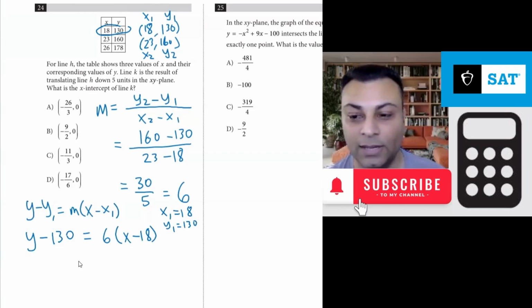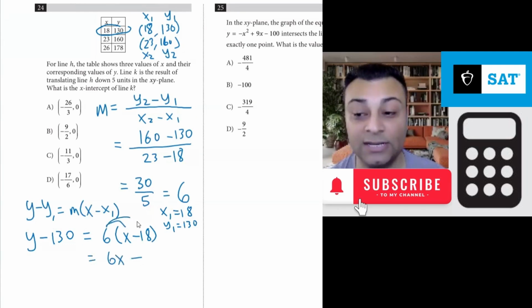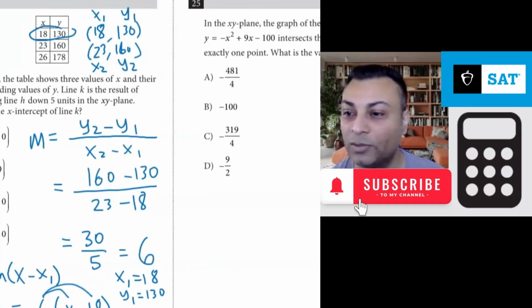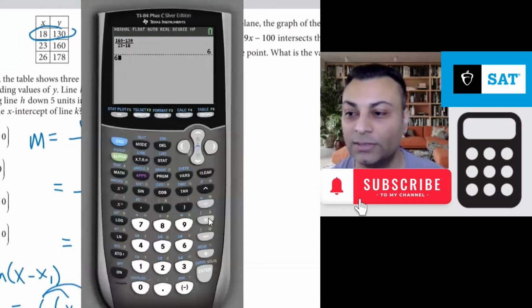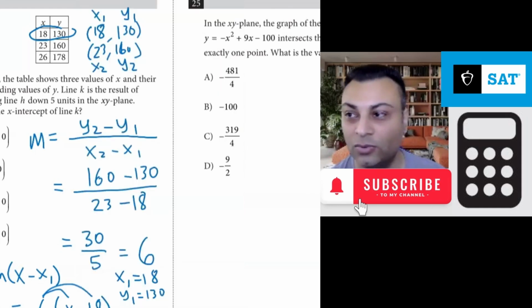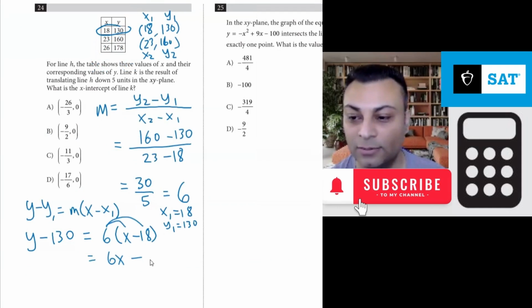Okay. And then we can keep going. You can distribute this. You can get 6x minus 6 times 18. Let's grab a calculator for that. So we have this over here. 6 times 18, which is 108. So 108. This is y minus 130.